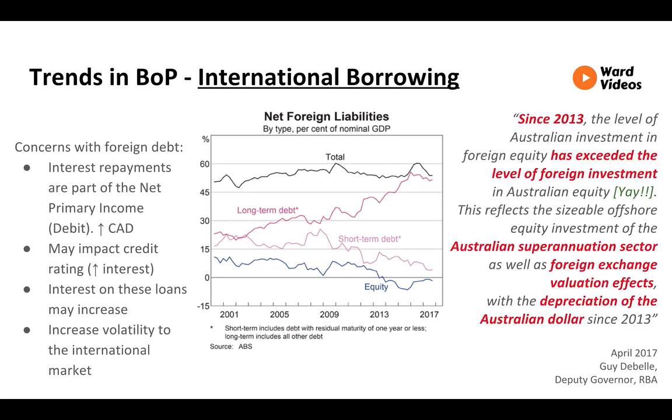Let's now look at net equity. In 2013, it went into the negative. Huh? This is good. It means our assets are greater than our liabilities.